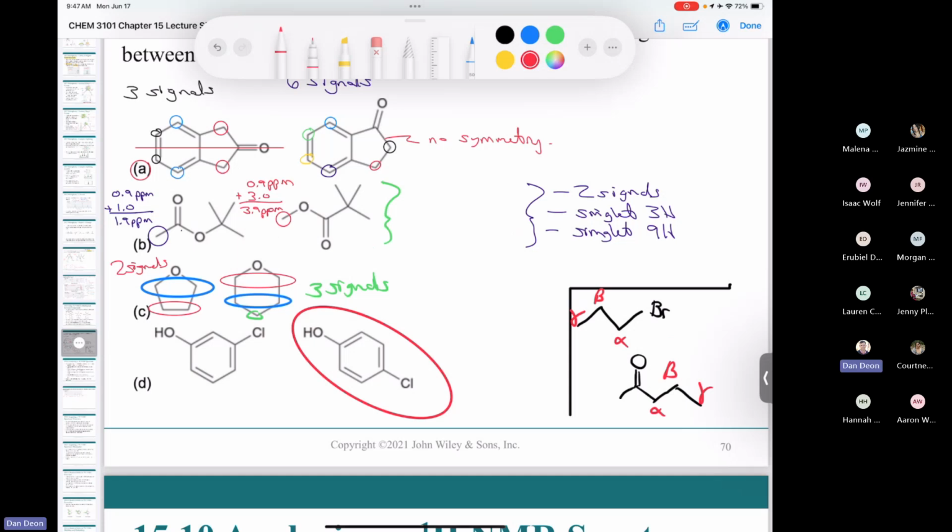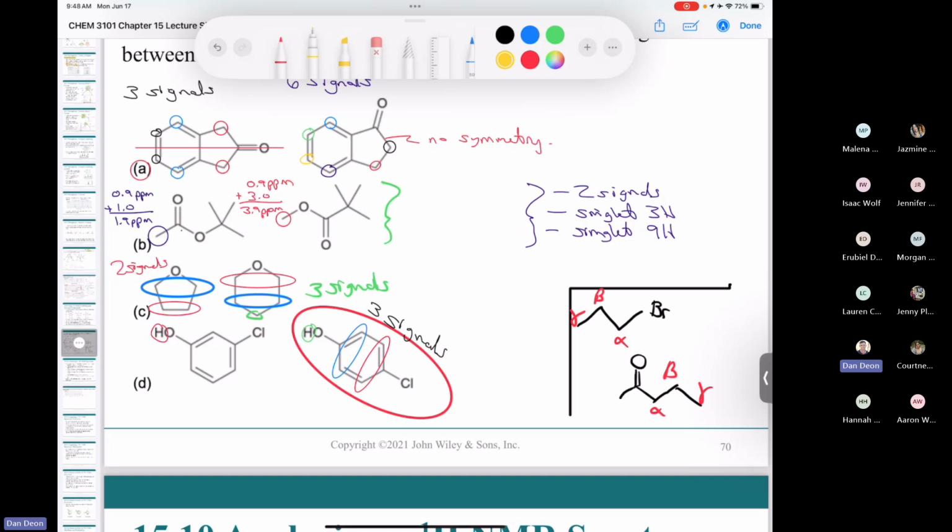For this guy in the red oval, you'd actually see 3 signals, right? Because you have these 2 protons that are chemically equivalent, these 2 protons that are chemically equivalent, and then you have the alcohol proton. So for this guy, you would see 3 signals. And then for the one over here, you'd see what?